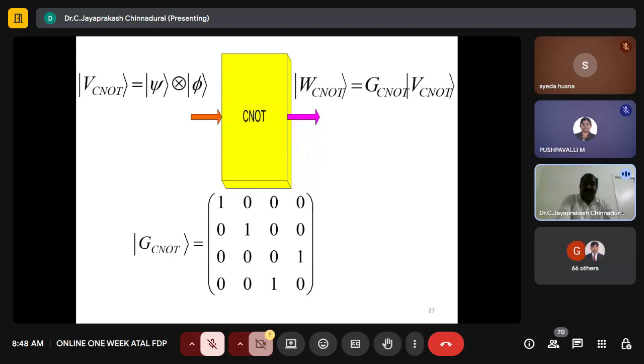So the vector of CNOT equals ket of psi in, ket of pi, the product of these two, ket of psi times ket of pi. So what is the output? There is W of CNOT equal to G CNOT gate of V CNOT. So what is the G CNOT output? 1 0 0 0, 0 1 0 0, 0 0 0 1, 0 0 1 0, like that.